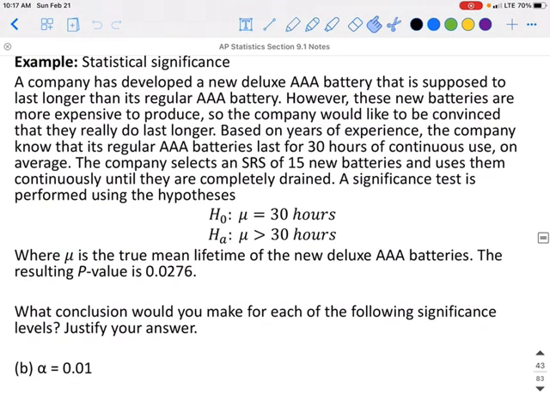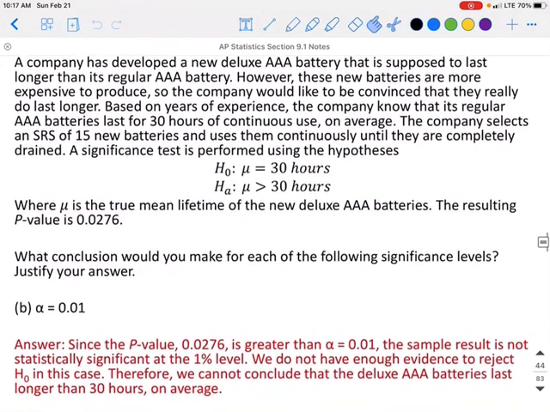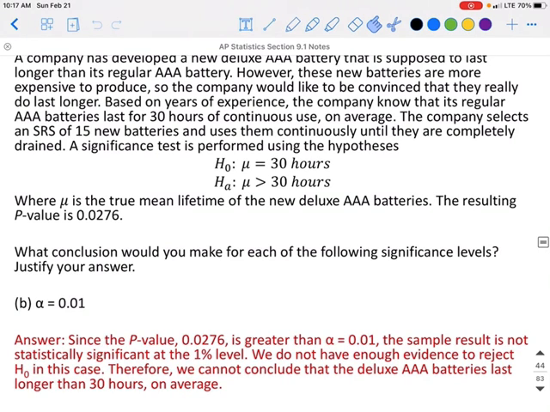But if our significance level is at 0.01, 0.0276 is not less than this. It's greater than our significance level, so this is not statistically significant at a 1% level. So we do not have enough evidence to reject the null hypothesis in this case. Therefore, we cannot conclude that the deluxe AAA batteries last longer than 30 hours on average.